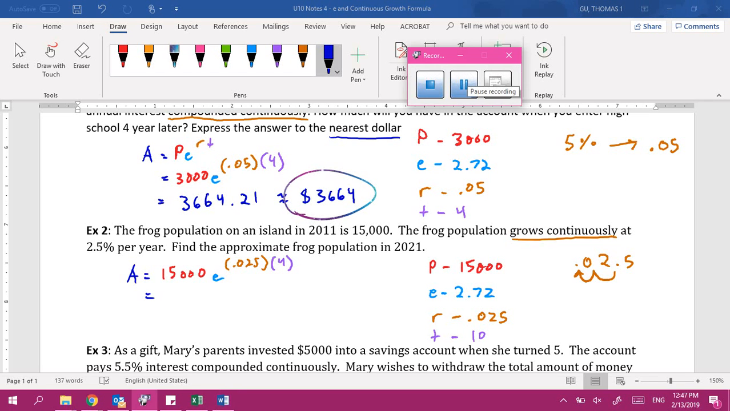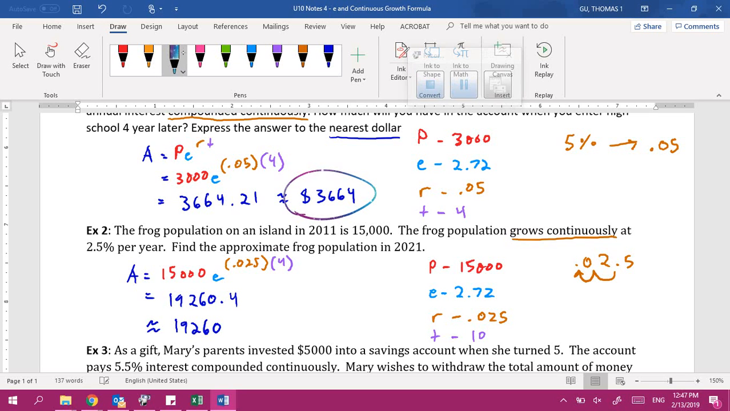So what answer did you get? That seems a little off. I got 19,260.4. All right, now what should your final answer be then? Read the question and what it asks you. Find the approximate frog population in 2021. So why did you cut it off at just this whole number?